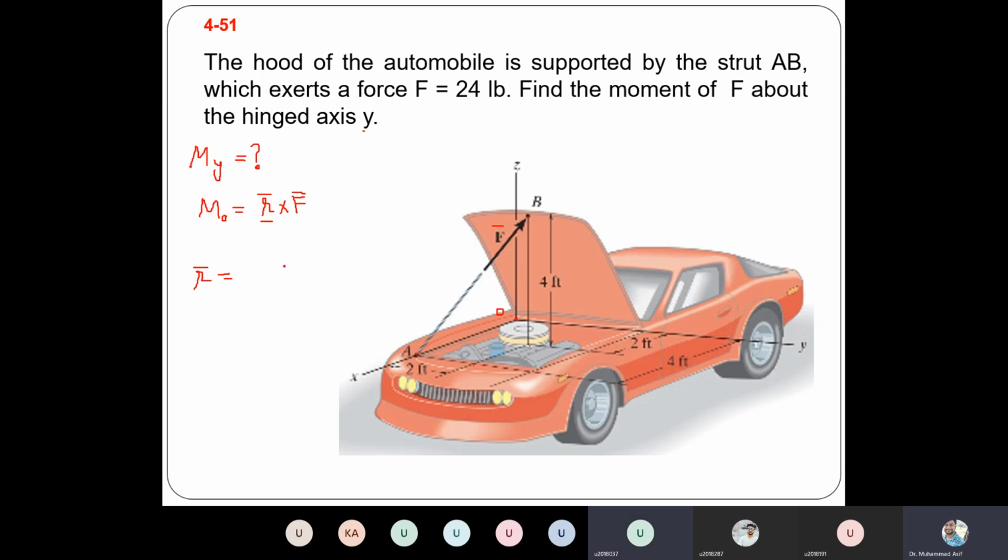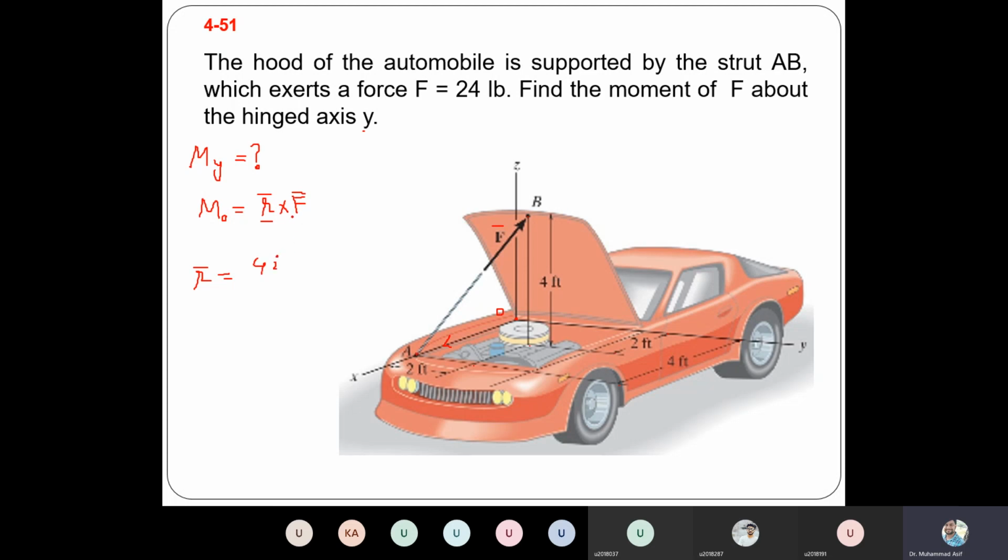What is the value, 4i minus 2j? If you start from the origin, you just move along the x-axis, and you reach point A. So this is basically only 4i, only 4i.